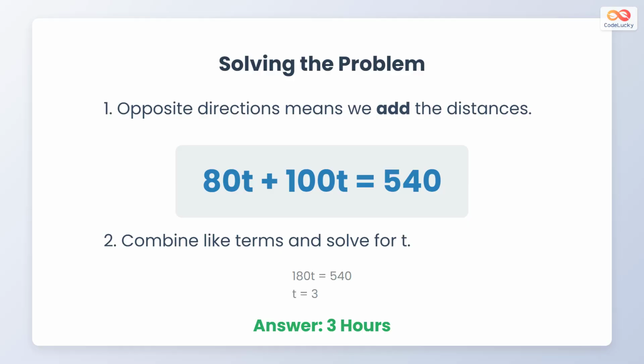Because they are moving in opposite directions away from each other, the total distance is the sum of their individual distances. So, 80t plus 100t equals 540. Combined, that is 180t equals 540. Dividing by 180 gives us t equals 3. The answer is 3 hours.